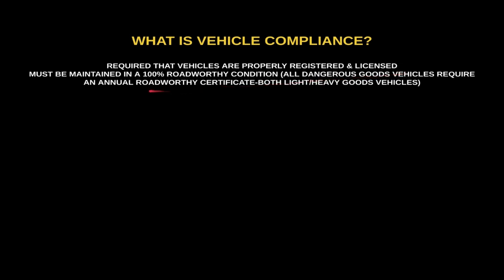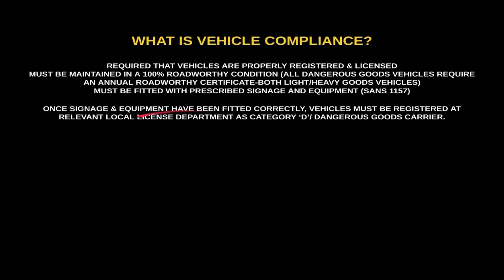All dangerous goods vehicles require an annual roadworthy certificate, both light and heavy goods vehicles. They must be fitted with the prescribed signage and equipment according to SANS, the South African National Standards. Once signage and equipment have been fitted correctly, vehicles must be registered at the relevant local license department as Category D. This is very important for a dangerous goods carrier. So they are saying if you have a truck and you want to start transporting gas, that truck must be roadworthy first of all, and then there must be signage and proper equipment fitted to the vehicle.